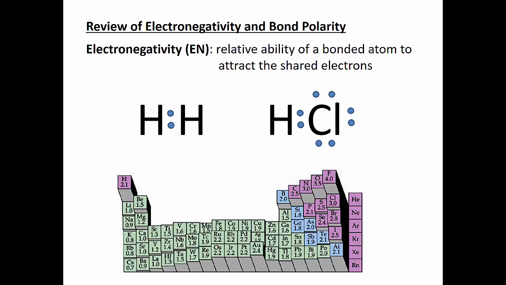When we look at a bond between two hydrogens, those electrons are evenly shared because both of those atoms have the same electronegativity. When we look at a bond between hydrogen and chlorine, chlorine has a higher electronegativity, so those electrons will be drawn towards the chlorine more than the hydrogen. And here I have the chart of the values for electronegativities. Once again, you don't need to memorize this chart, but do know the relative values and trends. We know that fluorine, for instance, has the highest value.